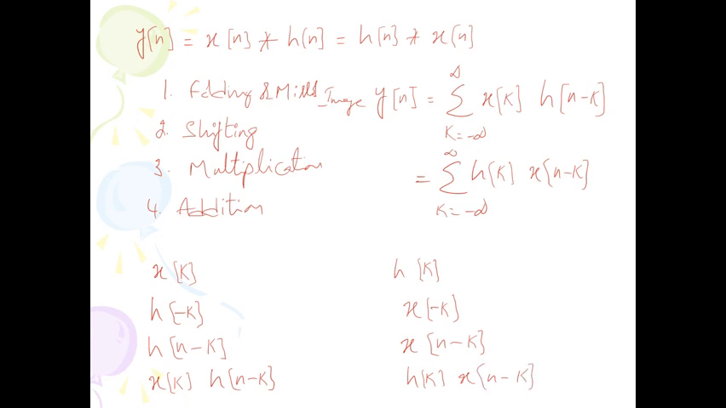The final step is to add, for all values of k from minus infinity to plus infinity. Similarly, this is also for minus infinity to plus infinity. This is nothing but your final output y of n. Convolution involves 4 steps. First step is folding of one signal, or taking the mirror image. Second is shifting. Third one is multiplication. Fourth one is addition. Depending on your convenience, you can keep one sequence constant, take the mirror image of the second sequence and shift it, then multiply, and finally add to get the final output y of n.